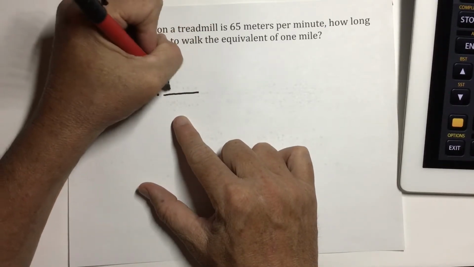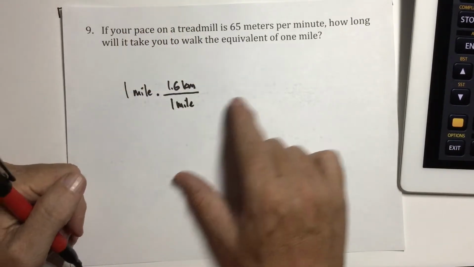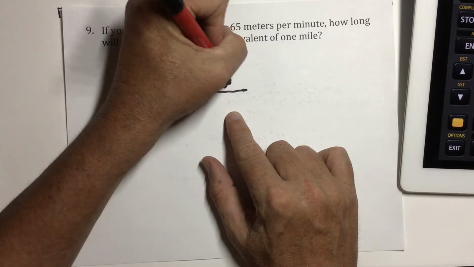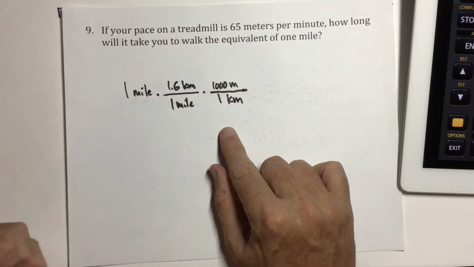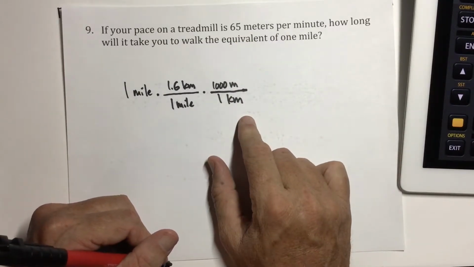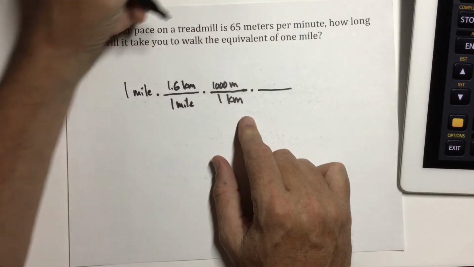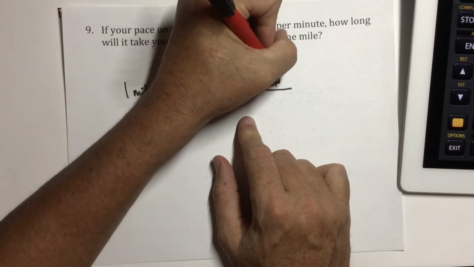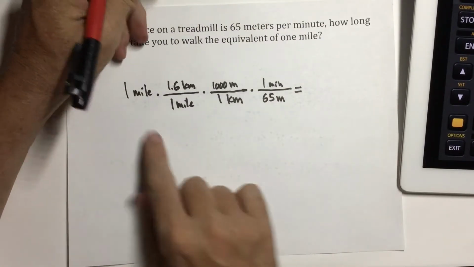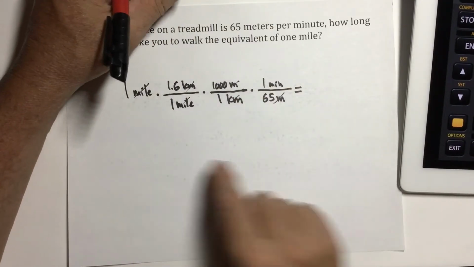Now once again, I recall that there are 1.6 kilometers in 1 mile. And furthermore, then there are 1,000 meters in 1 kilometer. And this tells me that I go 65 meters per minute. So 1 minute, 65 meters. All right, so miles are gone, kilometers are gone, meters are gone. I'm left with minutes.